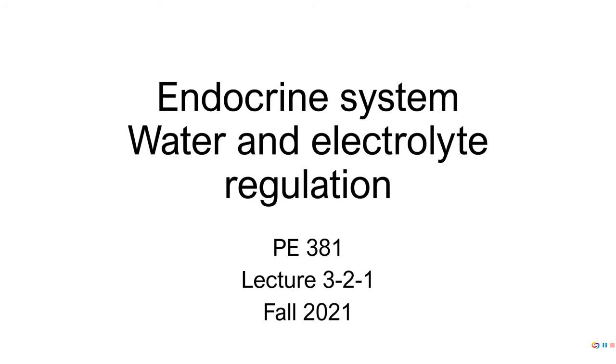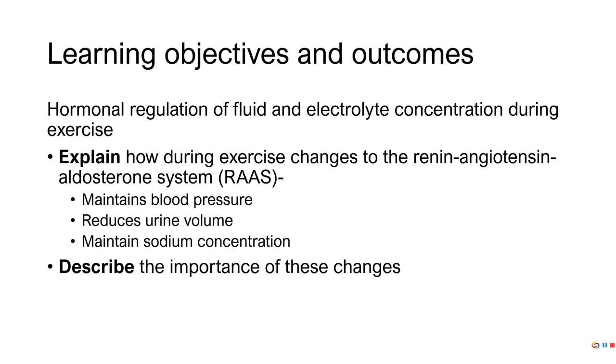Okay, so this will be mostly review, but we're going to try and tie this into exercise a little bit more. So endocrine system, we're talking about water and electrolyte regulation. Okay, and we're really focusing on the renin-angiotensin-aldosterone system, or the RAAS. There's three things that we want to worry about: blood pressure, urine volume, sodium concentration.